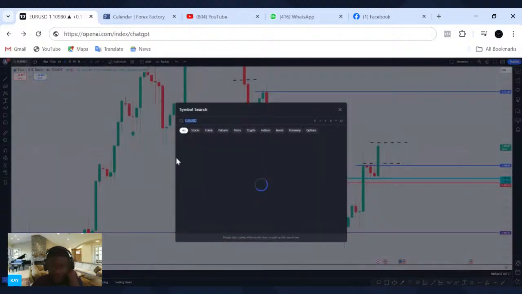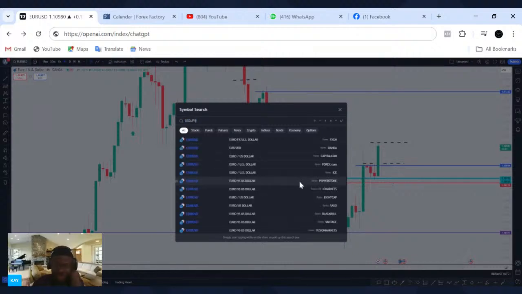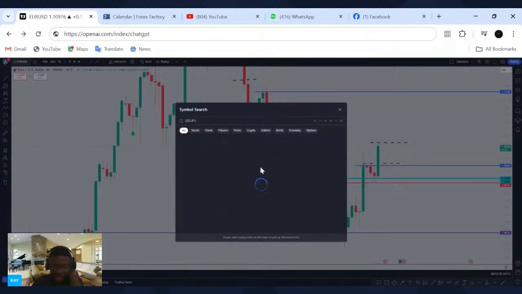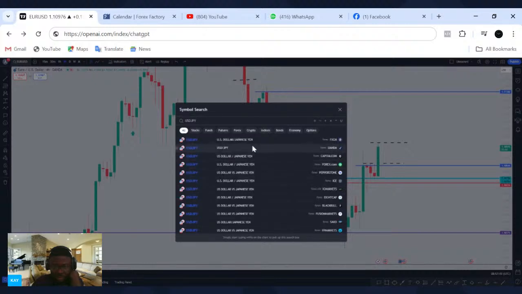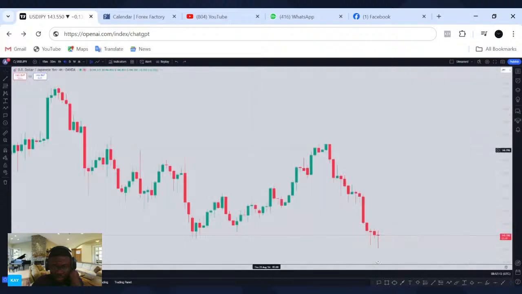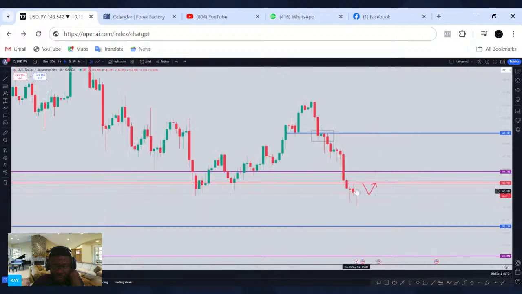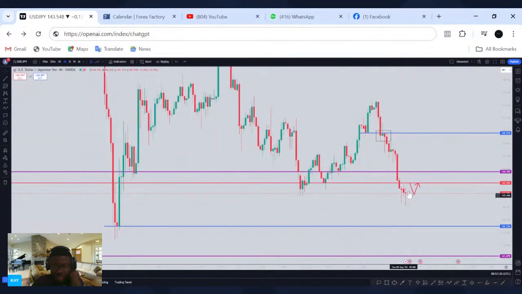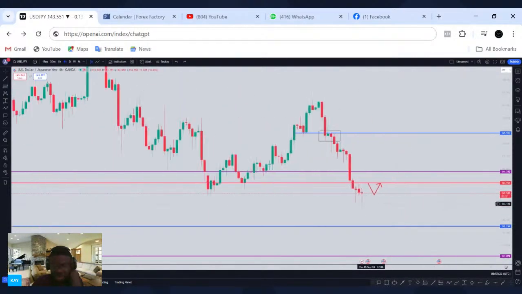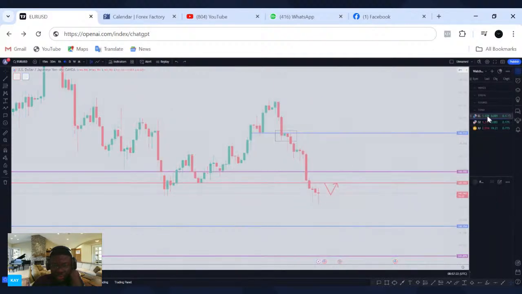So USD JPY, we've already analyzed it. Network is kind of slow. I even said what you have to wait for. It's close, so you have to expect a pullback for the trend to continue. So you can't enter a sell now. It's in the middle of a range.